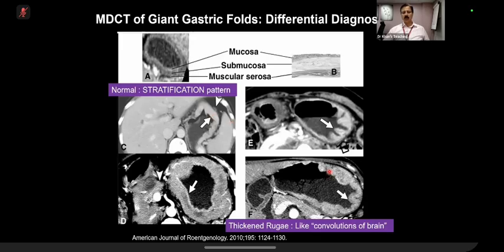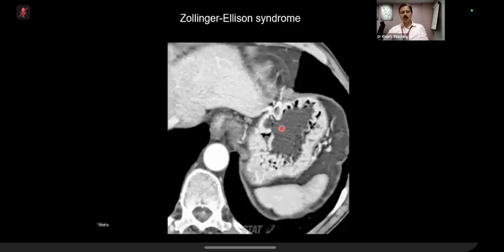But rugae can also be seen like this, thickened mucosal folds. And one of the descriptions given in the book says they're convolutions like the gyri of the brain. So this is how the description is. The idea here was to teach you another differential diagnosis, the differential diagnosis of rugal folds.